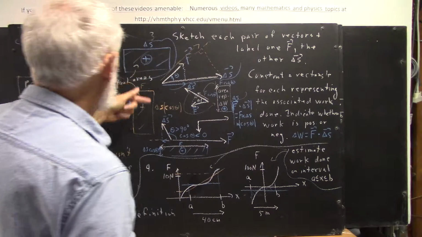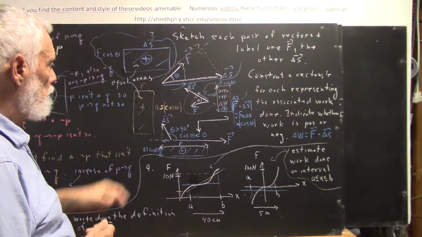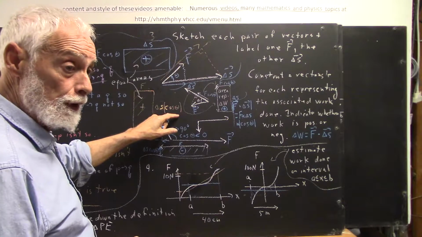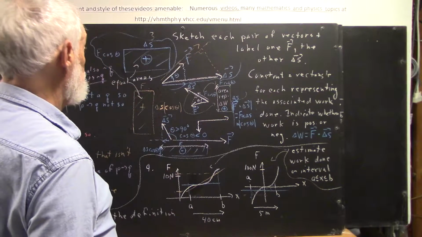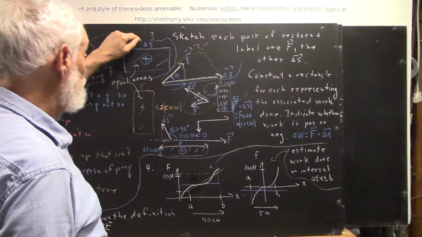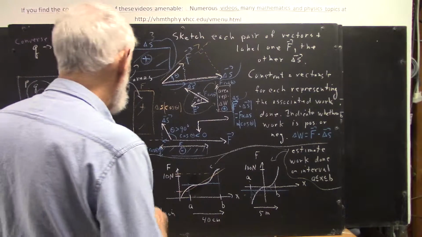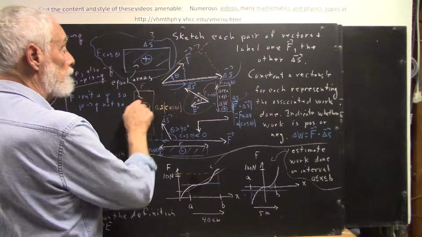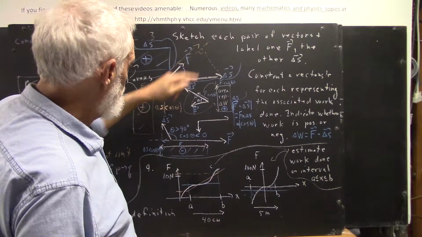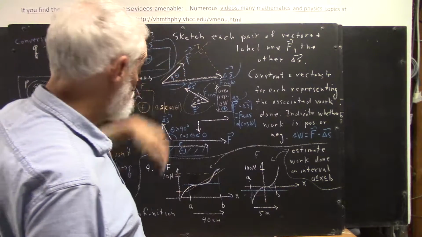Okay, so this rectangle has dimensions F by delta S cosine theta. This rectangle has dimensions F cosine theta times delta S. I've got a positive in both of them because in either case the projection is in the same direction as the vector we projected on.